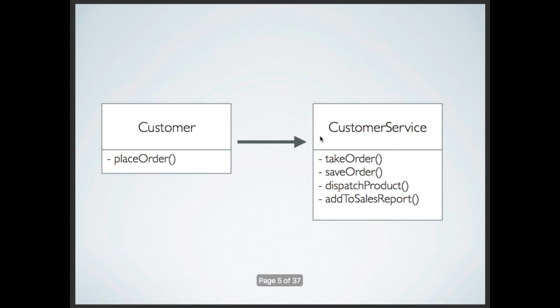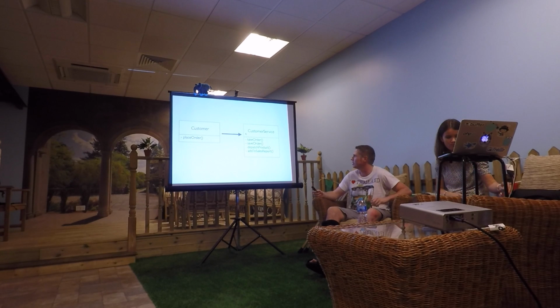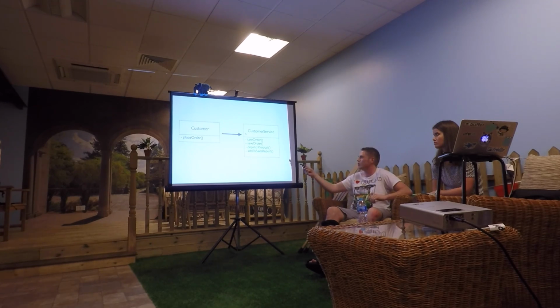So here's a bad implementation. If I've got a module or a class called customer, and it's placing an order with a member of customer service, the member of customer service is taking the order, saving the order, dispatching the product, and then adding the order to the sales report, then you can see this class or person has too much responsibility.